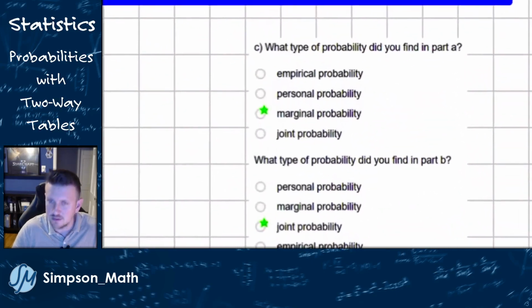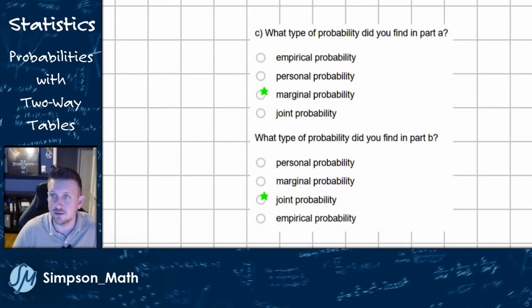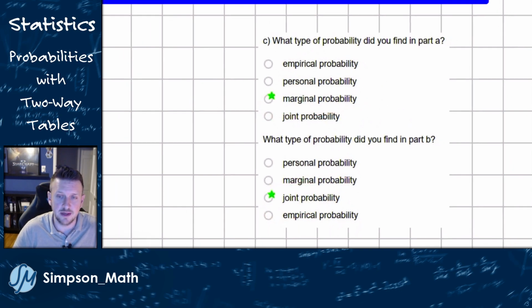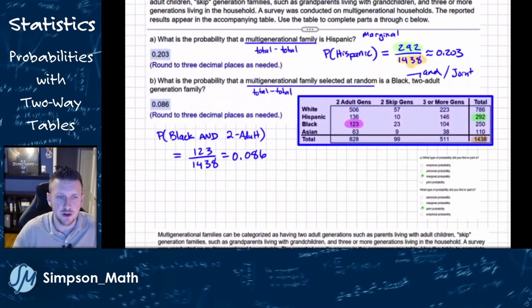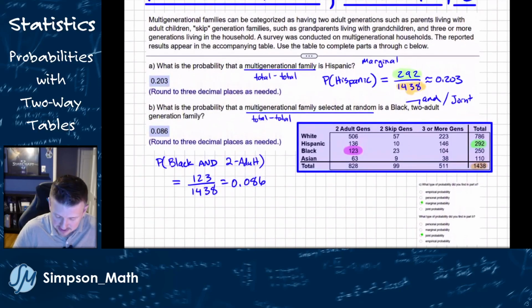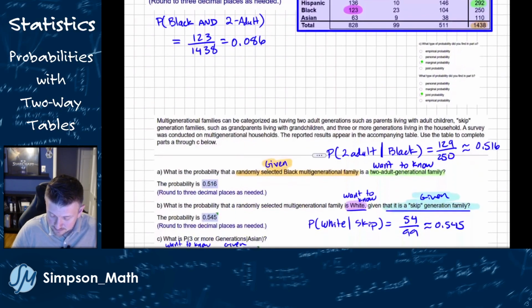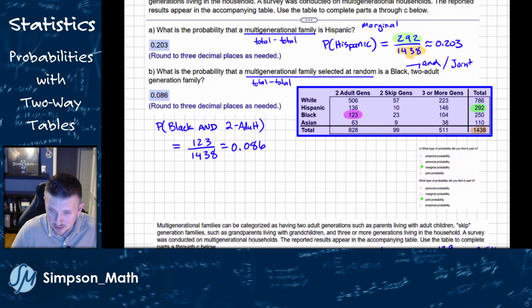So just a quick little multiple choice that matches it. That first one we did was a marginal probability, and that second one we did was a joint probability. As you see here, I skipped my math. The division is the 123 over the 1438, and we get 0.086. I forgot to highlight it. Oh well, this should be purple, and then that orange.